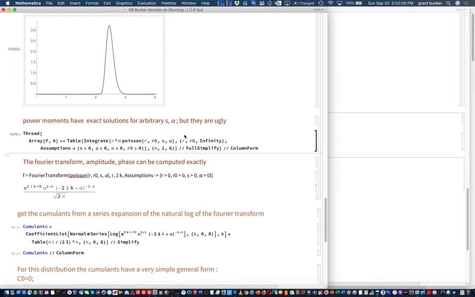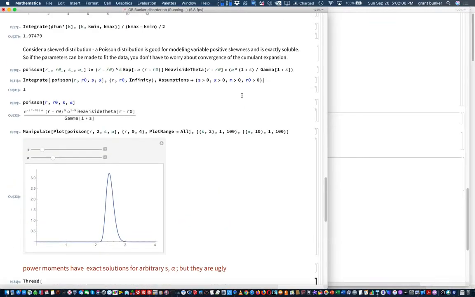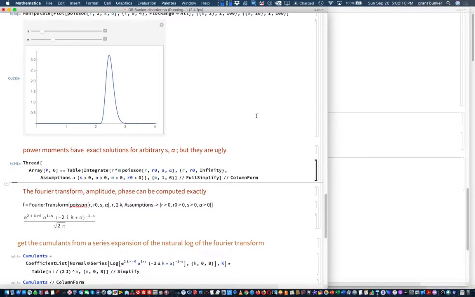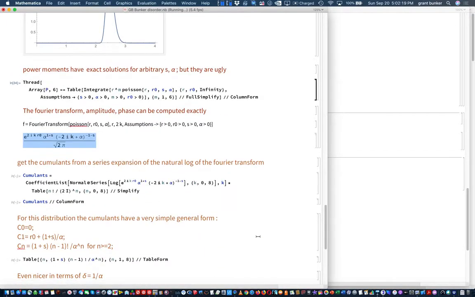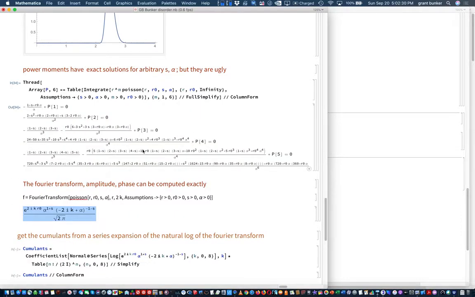But the point is, it's easy to work with. The cumulants have a very simple form. The amplitude and phase have a very simple form. And it's a two-parameter fit. Instead of fitting with r bar and sigma squared, you could fit with these two parameters, say alpha and sigma.